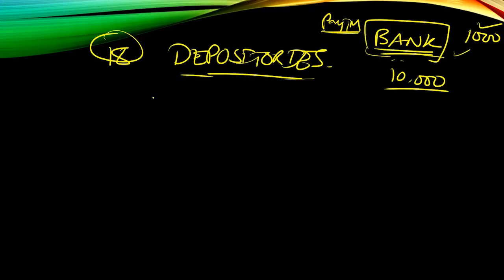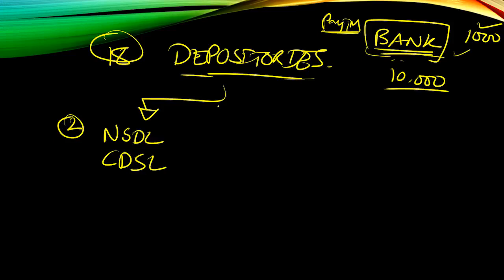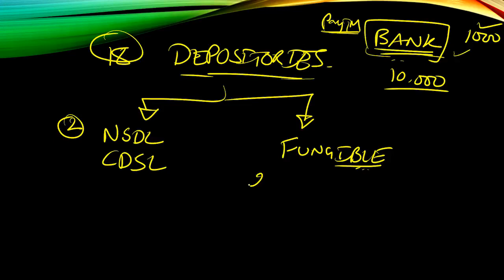When we say depository, the first thing which should be in your mind is that there are only two depositories in India, that is NSDL and CDSL. The next thing which should be in your mind when we study depositories is that the shares are fungible. What is the meaning of fungible? They don't have a unique number. To give you an example of fungibility, suppose I have a 2000 rupees note. Now I have to give you 2000. So I'll give you this note.